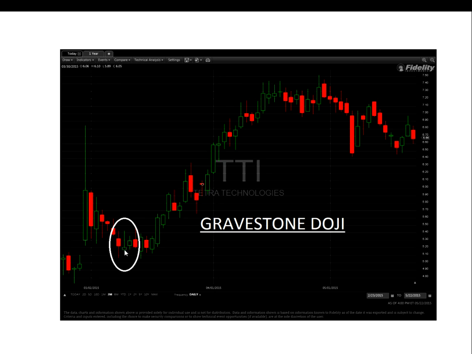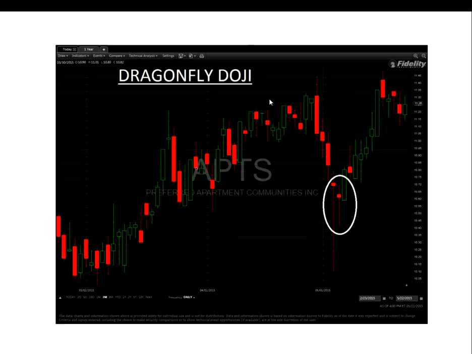Another Gravestone Doji, downtrend. The body is all the way at the bottom and it's small. We have an extra long tail, and we immediately get signaled into an uptrend.